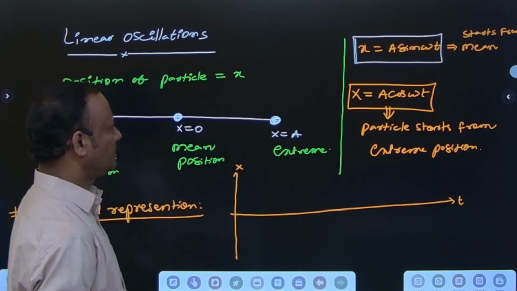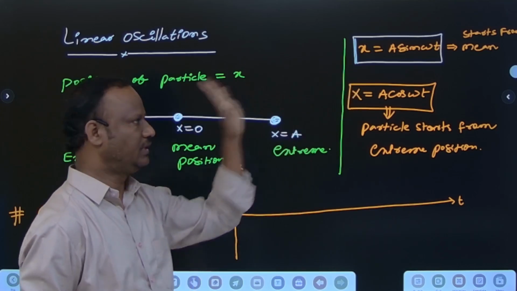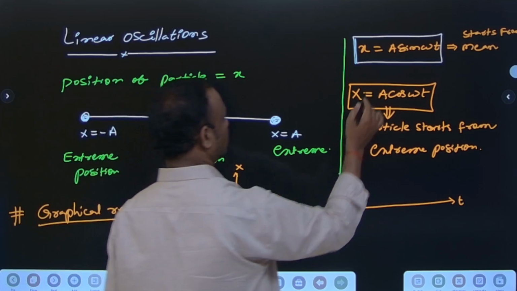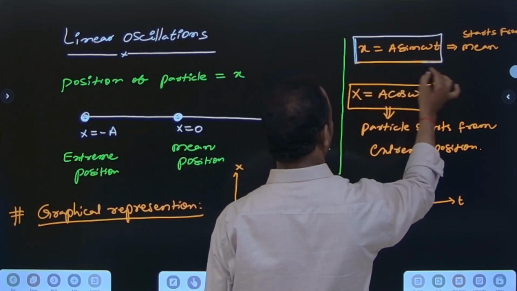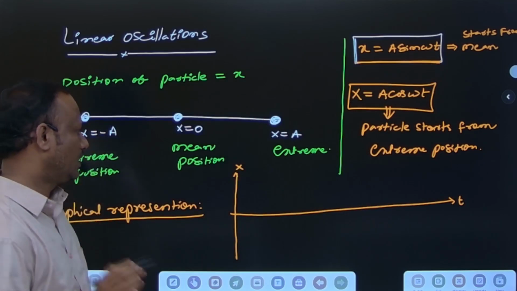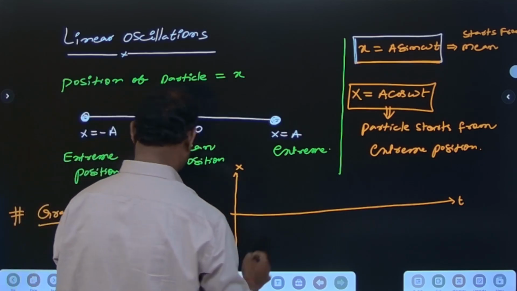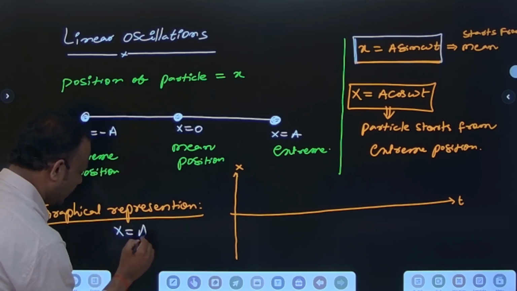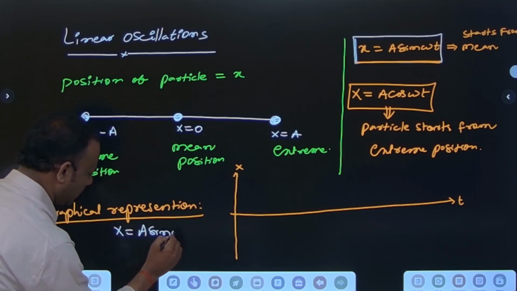Now, which is the equation? Imagine that the particle is starting from the mean position. So which formula do we have to use? Particle started from mean position: x is equal to A sin omega t. Okay, so just write here: x is equal to A sin omega t.